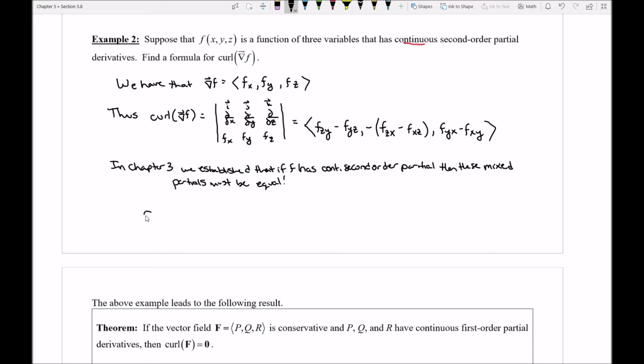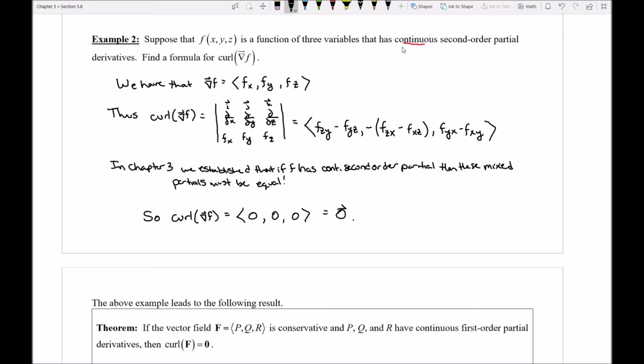And of course, what that means is that I can simplify the curl of the gradient of f down to just the vector 0, comma, well, let's see, these two things are going to be equal, so 0, and these two things would have to be equal, 0. This is actually just the 0 vector. So the curl of the gradient of a function that has continuous second-order partials is automatically going to be 0.